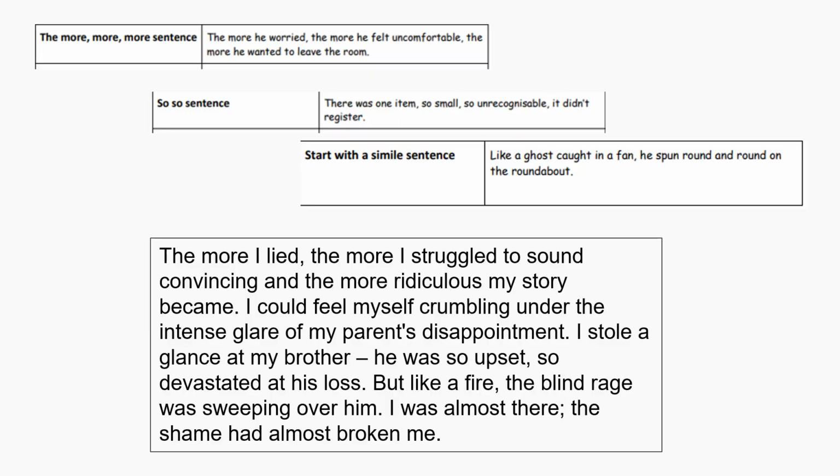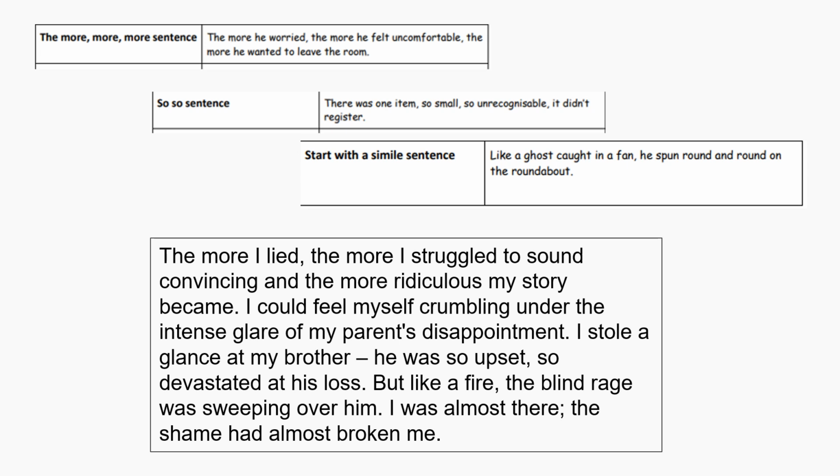So I decided to choose the sentence, the more sentence. And here's an example. The more he worried, the more he felt uncomfortable, the more he wanted to leave the room. I love a so-so sentence, because it also allows me to use my punctuation for effect, actually. So I like this one. It's kind of a double whammy. There was one item so small, so unrecognisable, it didn't register.